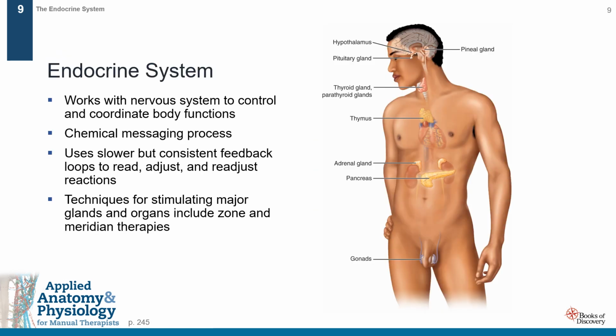So let's begin our discussion about the endocrine system. The endocrine system works with the nervous system to control and coordinate body functions. It is a chemical messaging process center. It uses slower but consistent feedback loops to read, adjust, and readjust reactions. The techniques for stimulating major glands and organs include zone and meridian therapies.